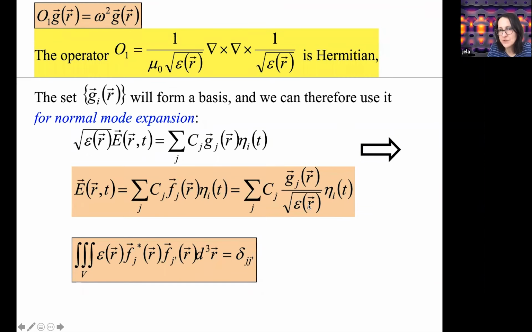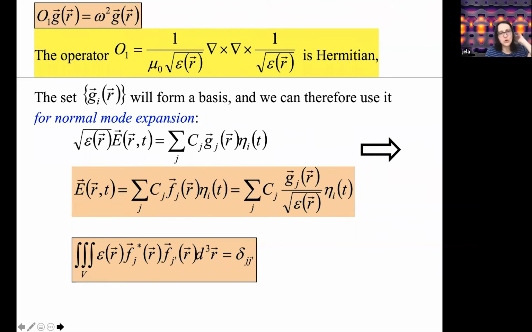square root of epsilon. However, you have to keep in mind that these eigenfunctions that you're using for expansion are not orthonormal anymore in the traditional sense that we use in math. They're orthonormal with an extra factor of epsilon that we have. Does that make sense? Yes, so that's basically the idea.